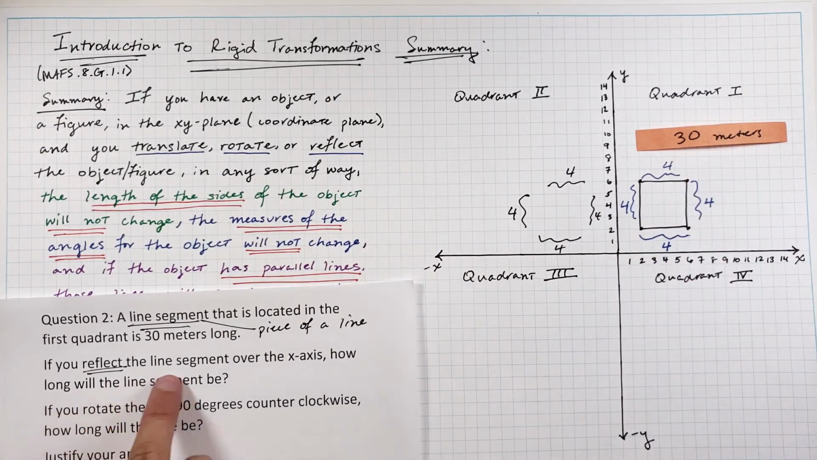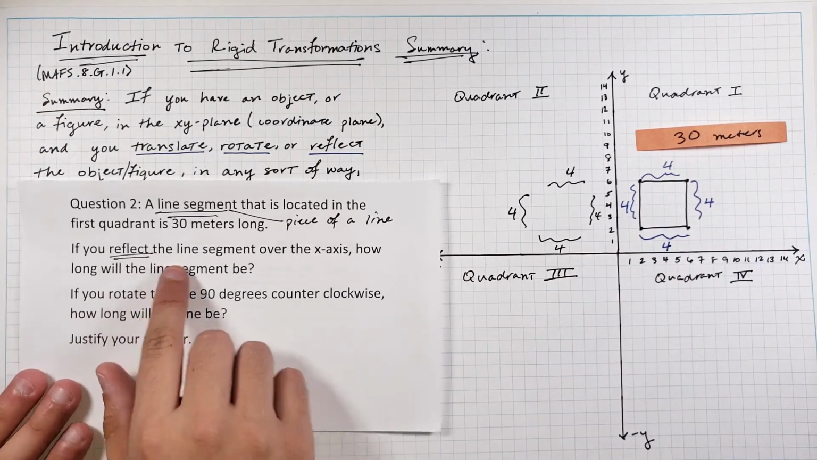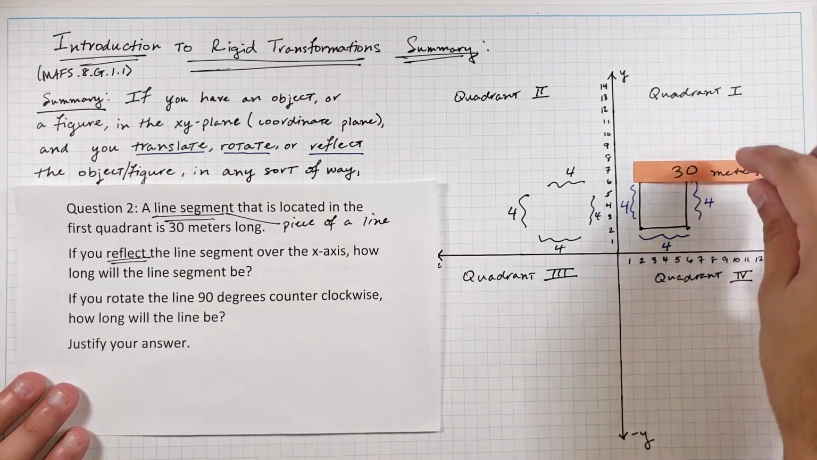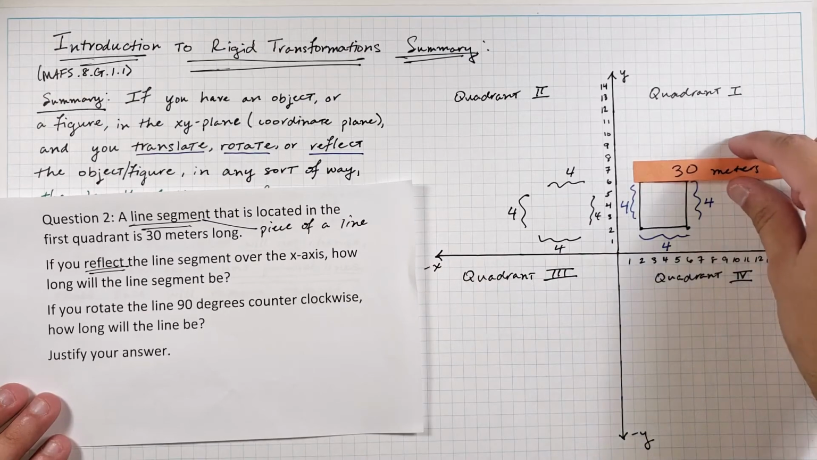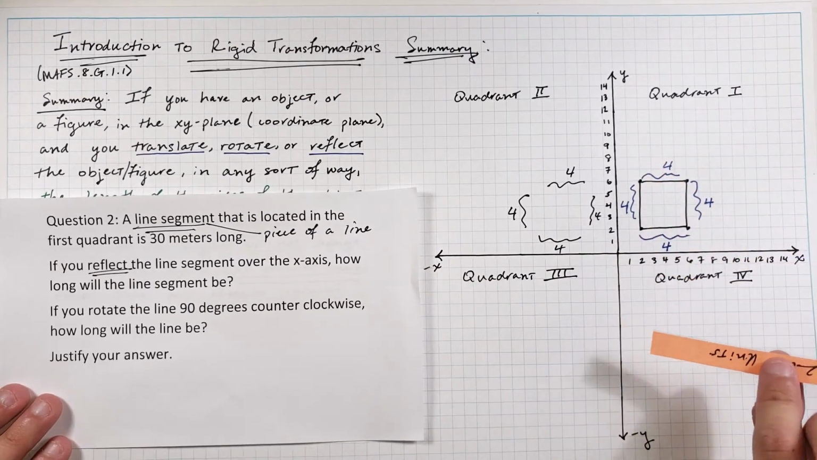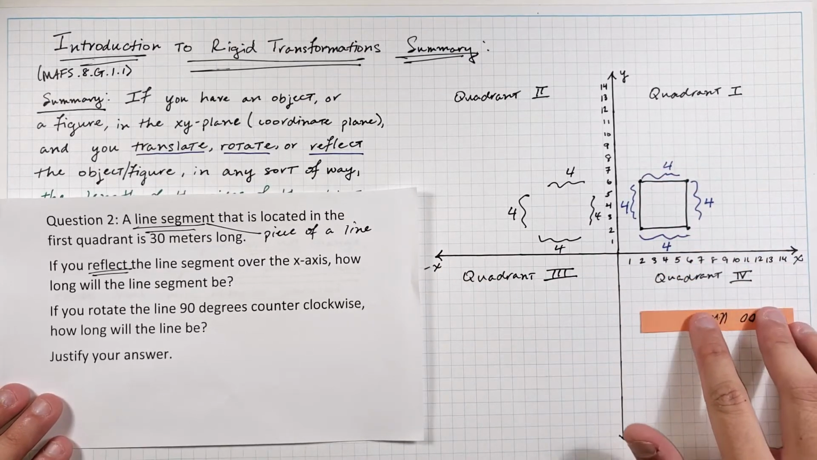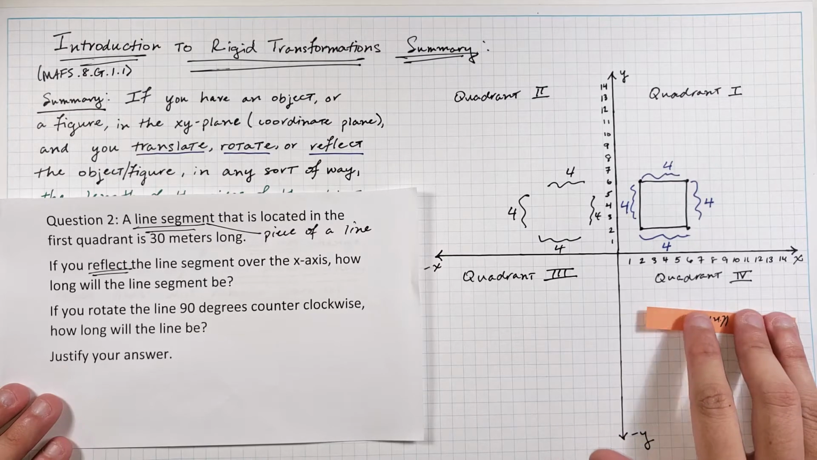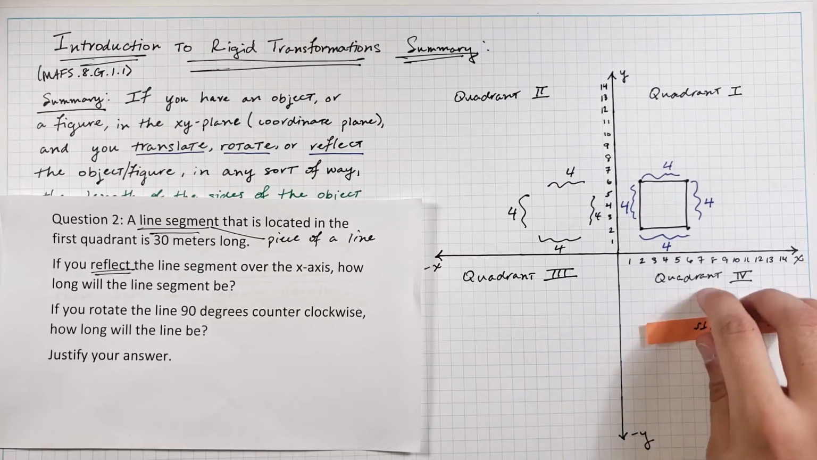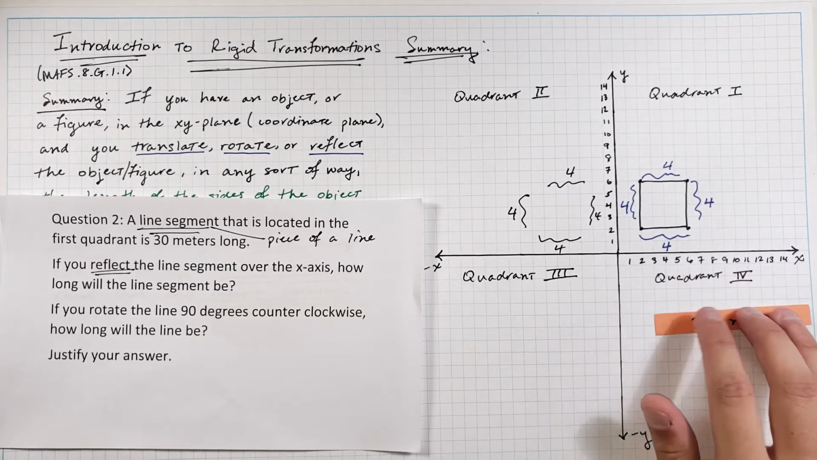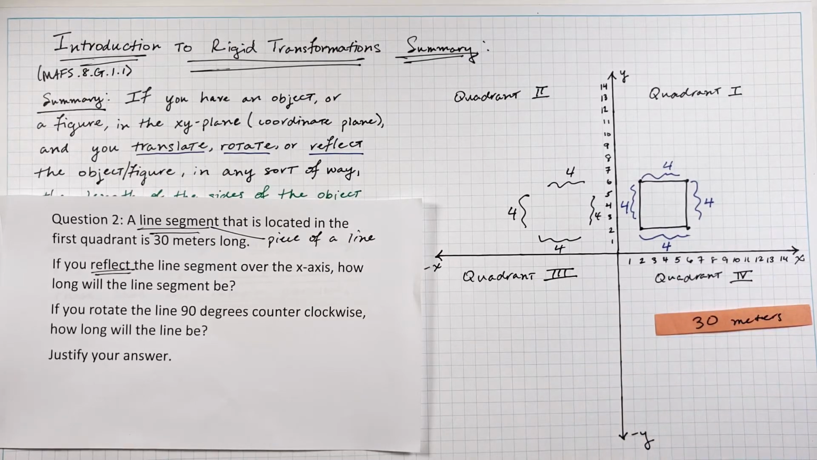All right, so it says if you reflect a line segment over the x-axis, okay, so if I reflect it over the x-axis, remember this is the x-axis, what do we get? Well, the length of the side still doesn't change. So it's asking how long will the line segment be? Well, the line segment's going to stay 30 meters, even if we reflect it over the x-axis.